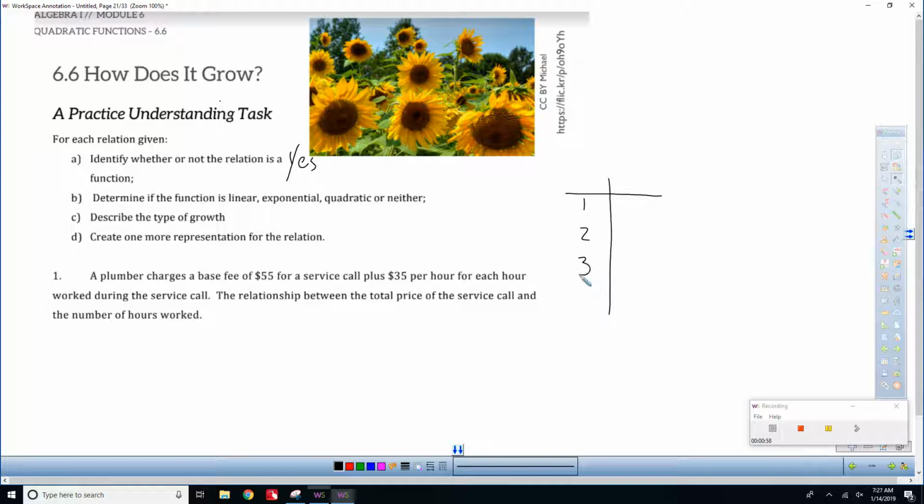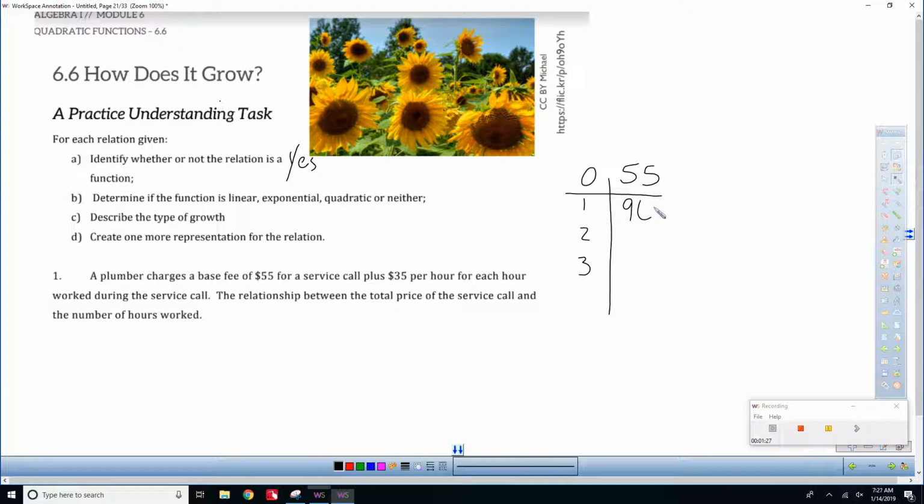I'm going to make a table for my other representation. So this is part D here. If we just called the plumber and they didn't come out, but we wanted to call them to come out and just say hi to us, like in a pizza situation. So they did come out, but they didn't do any work. They did 0 hours of work. It would have been $55, okay? If they came out and spent an hour, it'd be $35 per the hour plus $55 for the visit.